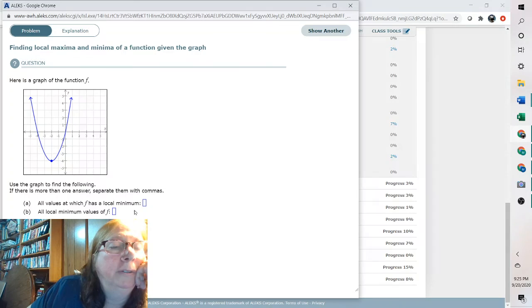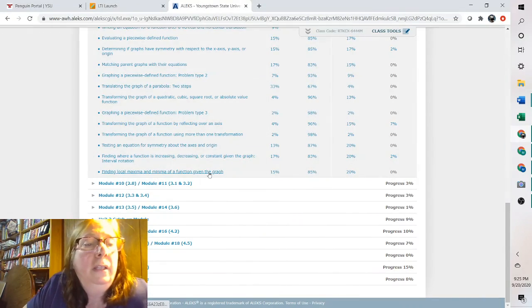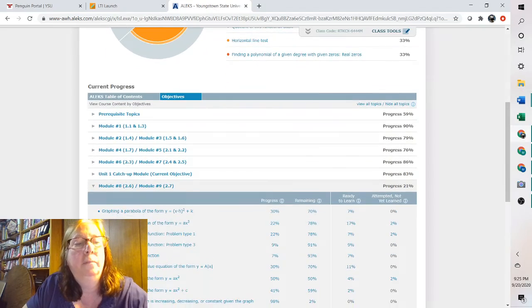Find the value where there's a min. Well, a parabola has, if it's going up, it has one min. And so the local min is at -2. So this would be -2. The value of the function is 4. So this would be 4. And that is everything from modules 8 and 9.